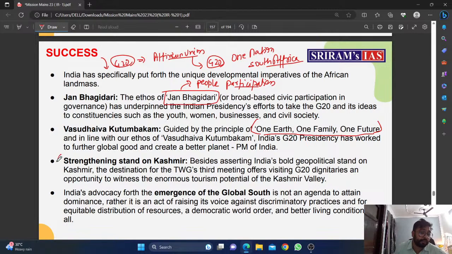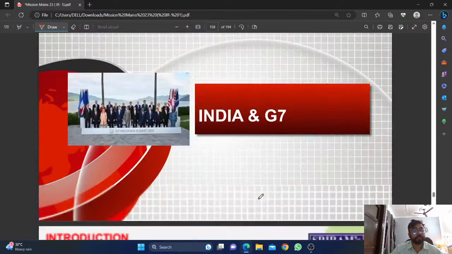Then this will help India to strengthen its stand on Kashmir. Like we have held many such meetings in Kashmir only. Like India's bold geopolitical stand on Kashmir, and the destination for the third working group meeting was held with the G20 dignitaries in Kashmir only. The target was even to boost tourism in Kashmir. Then India's advocacy for the emergence of the Global South. This I have already explained to you in the previous slide. Global South basically talks about all the developing countries. This represents the Global South.